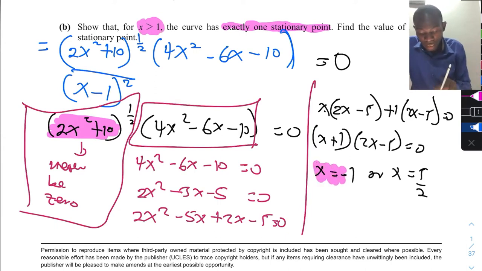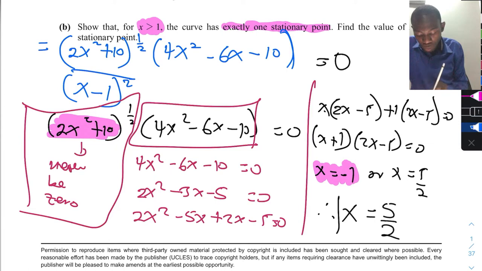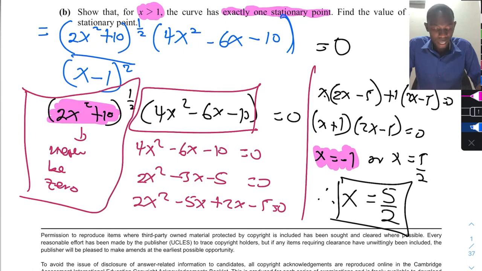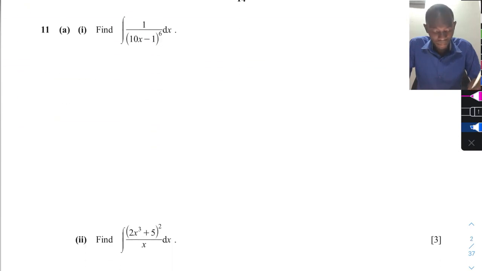So if you look at your answer, this is not greater than 1, so that is not your value of x. Therefore, the value of x that you are looking for is x is equal to 5 over 2. Okay, so this is exactly what the question is looking for, and now you have your 4 marks, right? Like I said, pretty easy when it comes to calculus. I mean, nothing should confuse you.